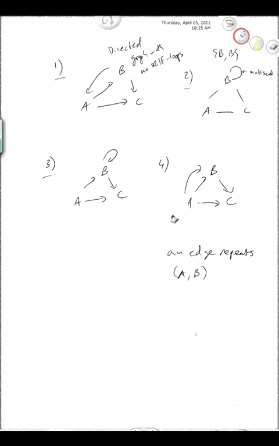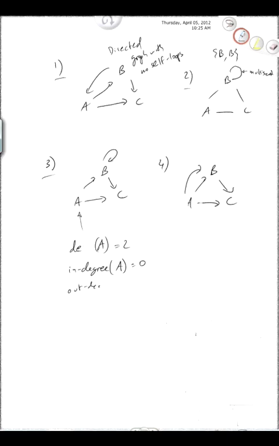So let me just ask a few questions, which is, let's take a look at this node A. What is its degree? So the degree of A is just the number of edges that are coming into or out of A. It doesn't matter. So its degree is 2. Its in degree, which is the number of edges going into it, is 0. And its out degree is 2.